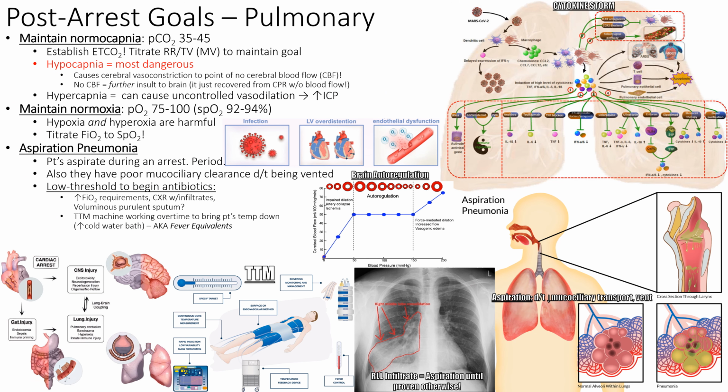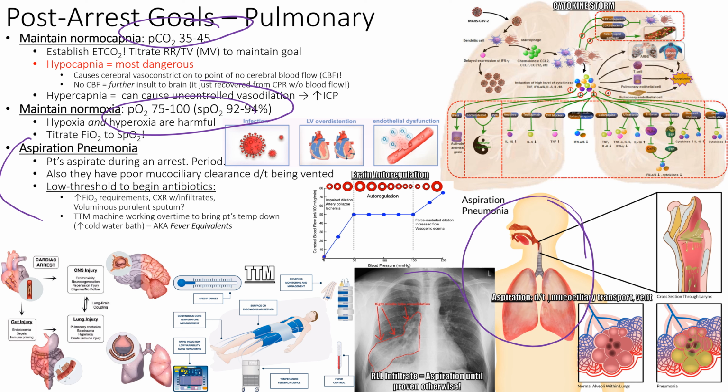Okay, so pulmonary goals. As we said, everything needs to be normal. So normal CO2, normal PO2, and be alert that they can aspirate. Because when they have a cardiac arrest, are they swallowing adequately for that 20 minutes, 30 minutes, 10 minutes, 5 minutes? They're not, all right? So they're very, very high risk for aspirating, right? You lost oxygen to your heart. Do you think your mucociliary transport system and your lungs are operating at full capacity right now? No, they're easily able to aspirate.